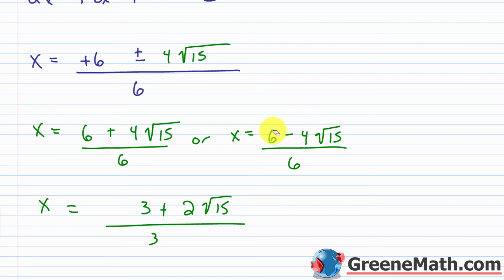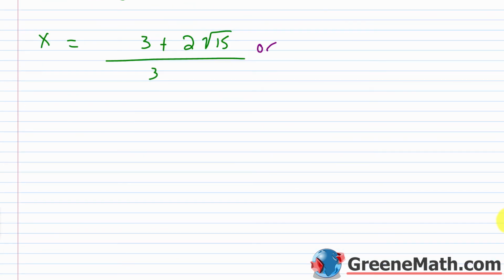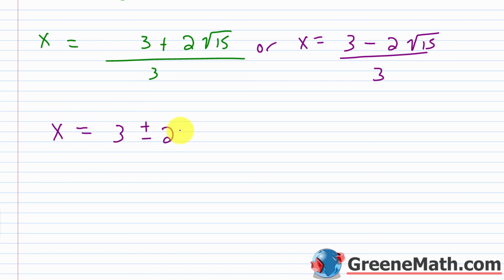If I canceled a common factor of 2, this would be a 3, this would be a 2, and this would be a 3 down here. So I can have x equals 3 plus 2 times square root of 15 over 3, or x equals 3 minus 2 times square root of 15 over 3. Those would be your two solutions. And of course, you could write that in a more compact format by just saying x equals 3 plus or minus 2 times square root of 15 over 3.